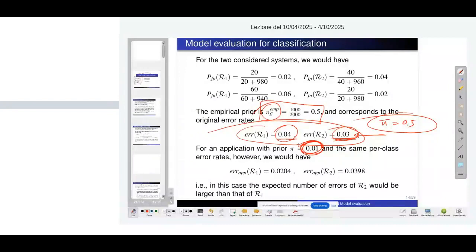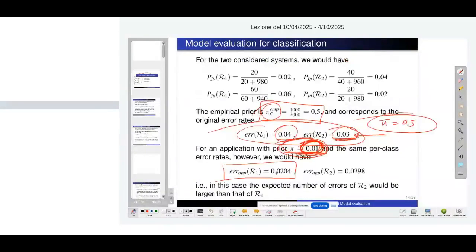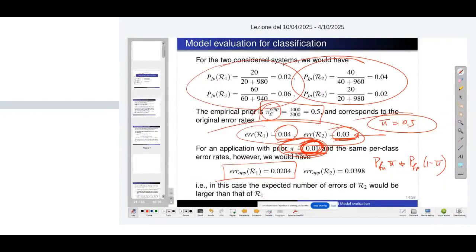Now, what is the error rate that I would have for my classifier? If I replace the per-class error rates and use this prior, I recompute the error rate. What do I have? Well, we need to use the expression: false negative rate times prior, plus false positive rate times 1 minus prior. The false positive rate and false negative rate are the same as we computed before, when we computed accuracy and error rate.